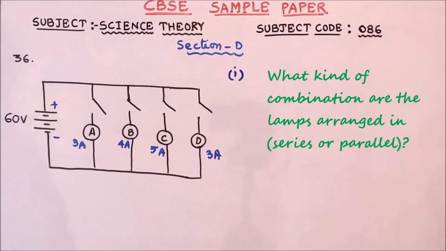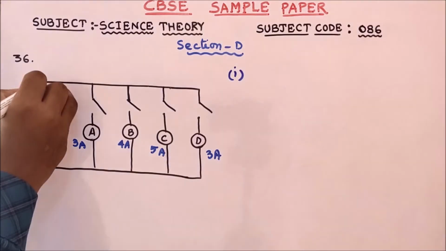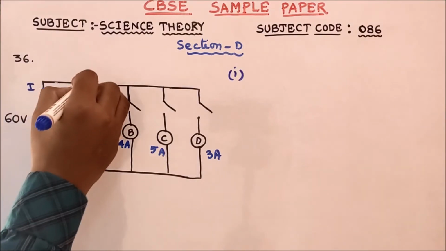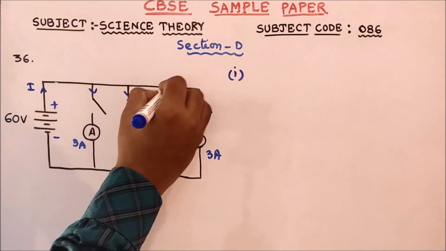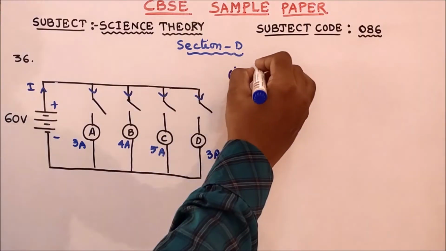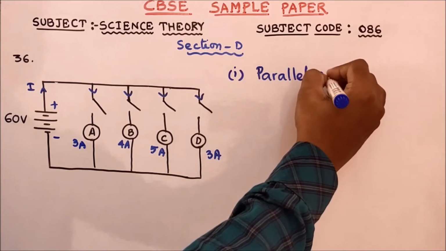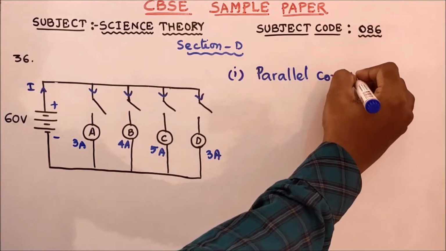So let's see question number 1. What is the combination of lamps arranged in? We have to tell the combination. This question is related to the combination of resistors. If the current I starts flowing from the battery, it now gets divided into 4 parts. So current division is taking place. Obviously this is a parallel combination. So the answer for the first one is parallel combination.